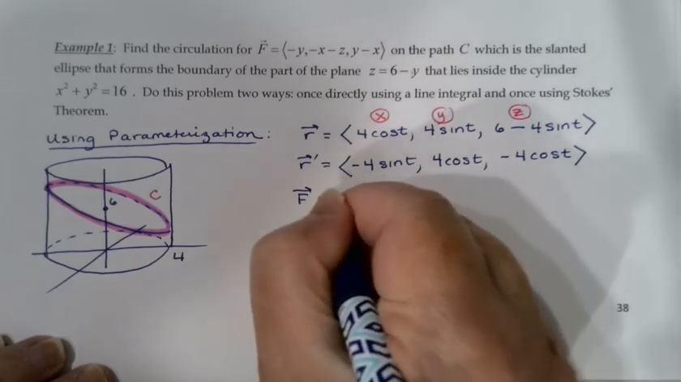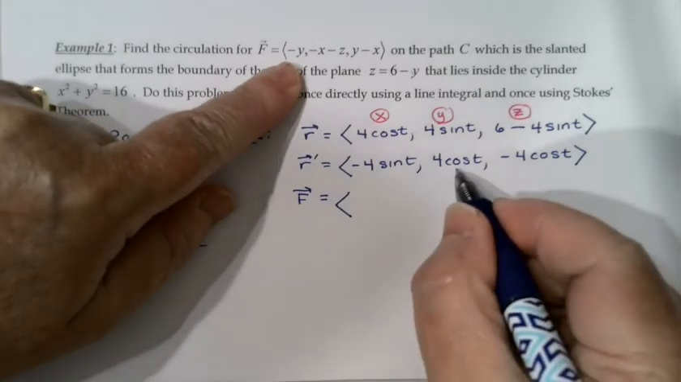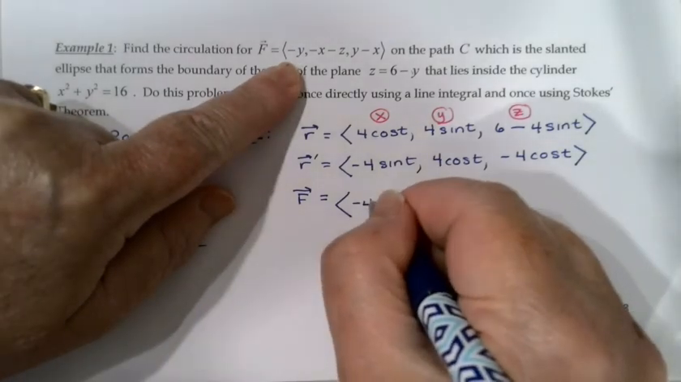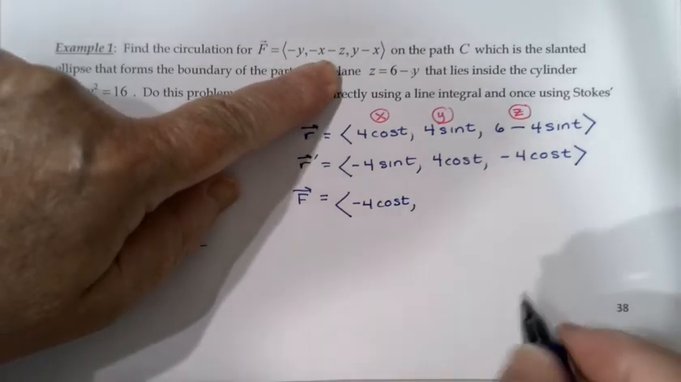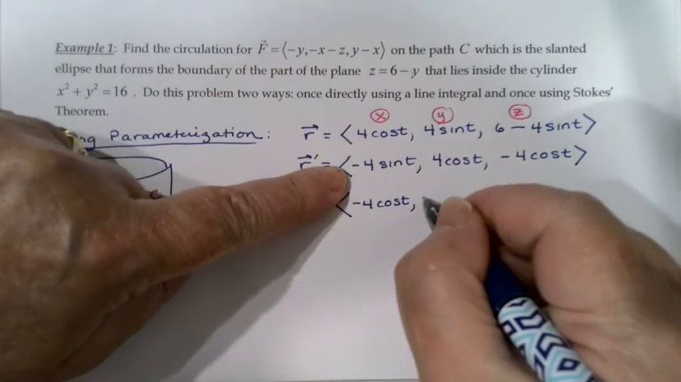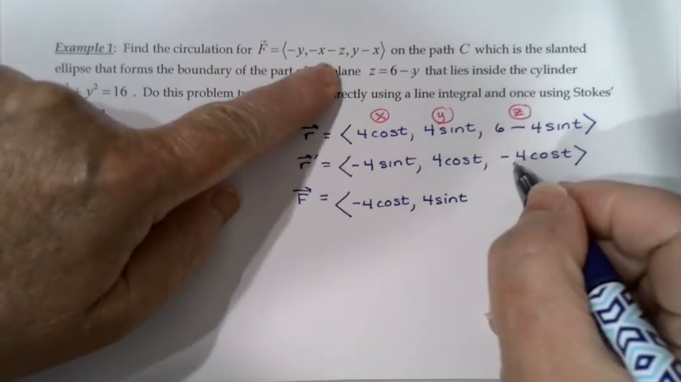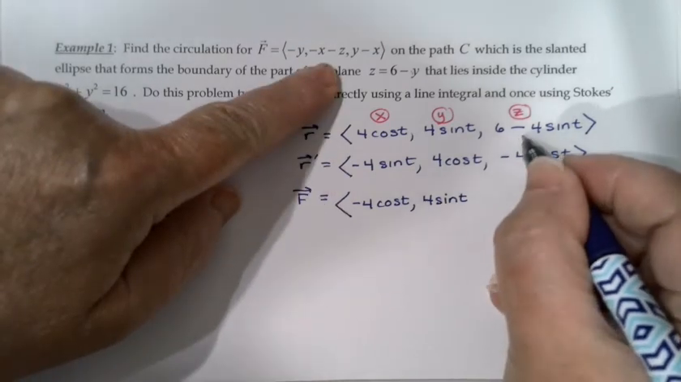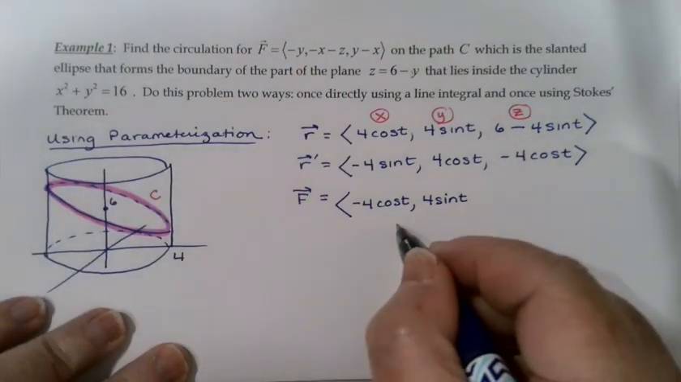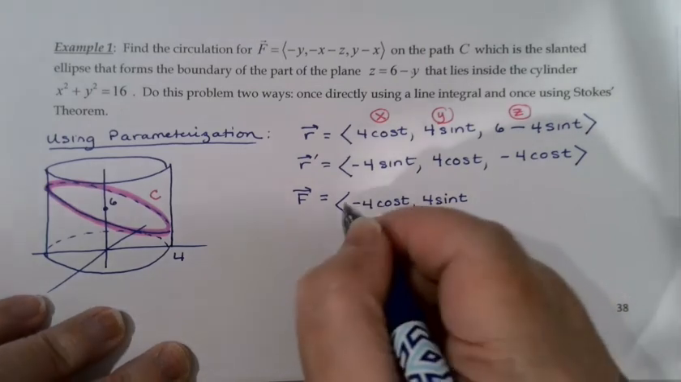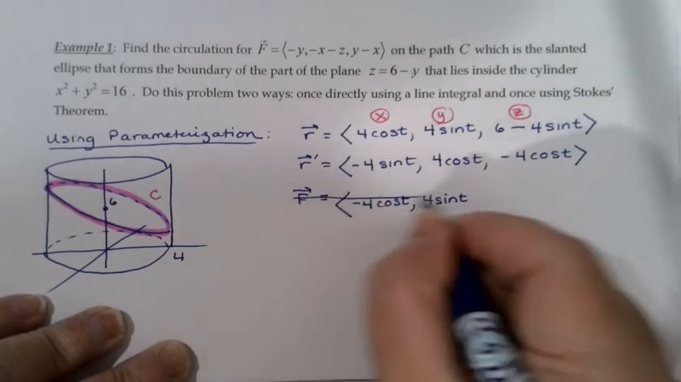And then I need F. Minus y would be -4 cos t. Negative x minus z. So negative x would be a positive 4 sin t. Subtract z. Oops, I'm sorry, I got that one wrong. I apologize there. Let me start F over. I was using the r′ rather than the r. I'll redo my F here.